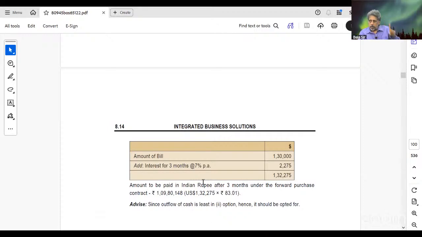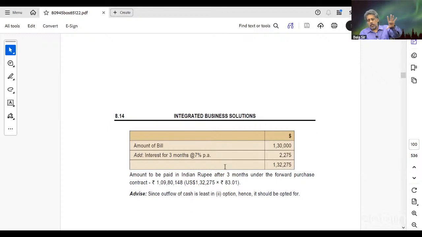And you remember, you would have definitely taken a forward cover because you know you have a payment in 3 months' time. And in case you want to buy these dollars in 3 months' time, the forward rate is rupees 83.01, right? Yes, sir. Yes, so what is into rupees 83.01? Rupees 1 crore 9,80,148. And that is your cost in rupees.